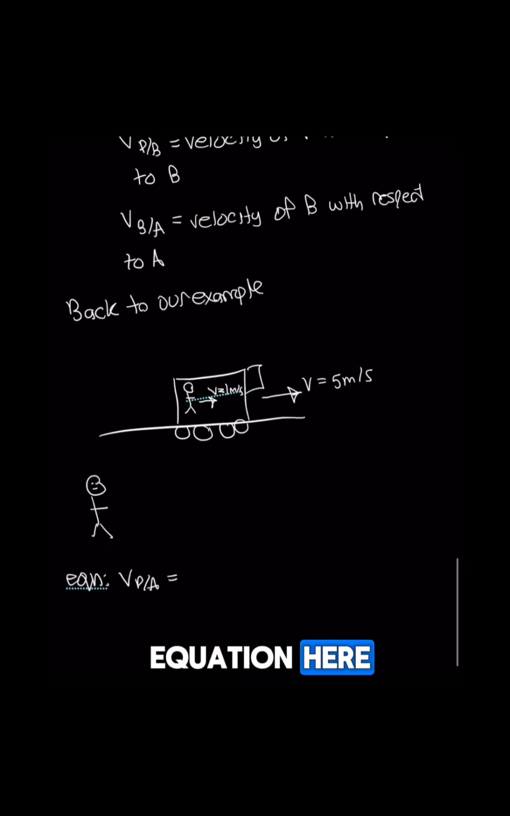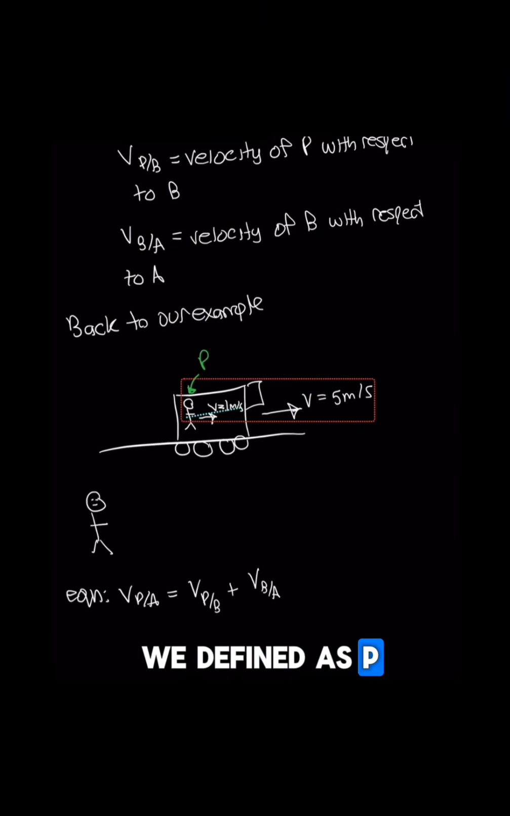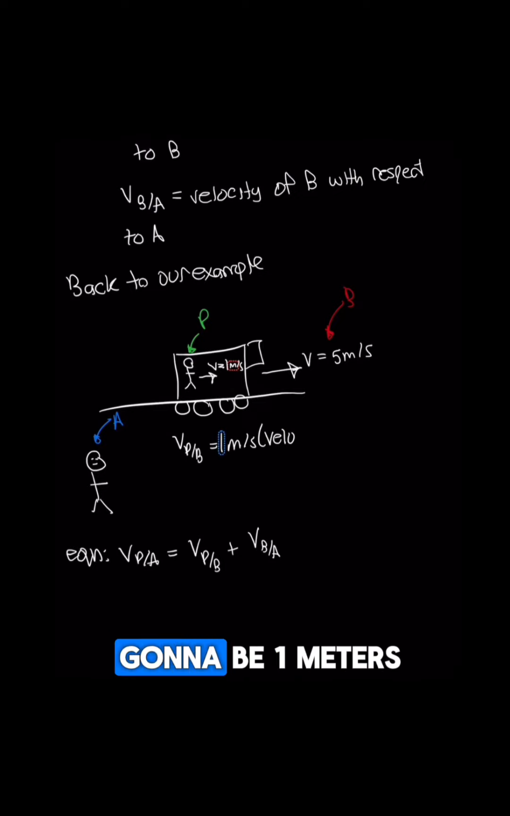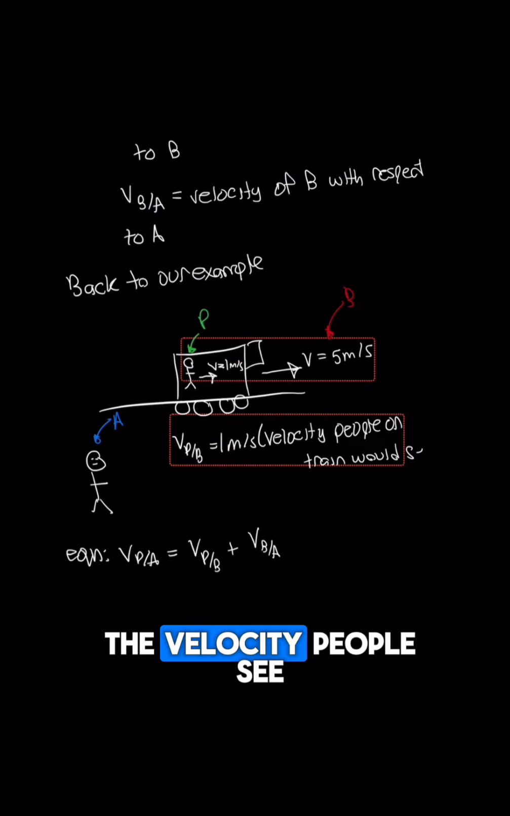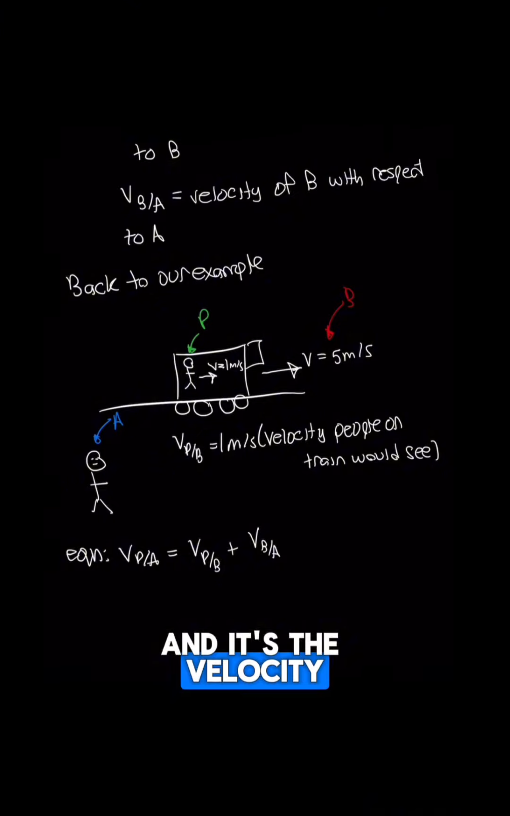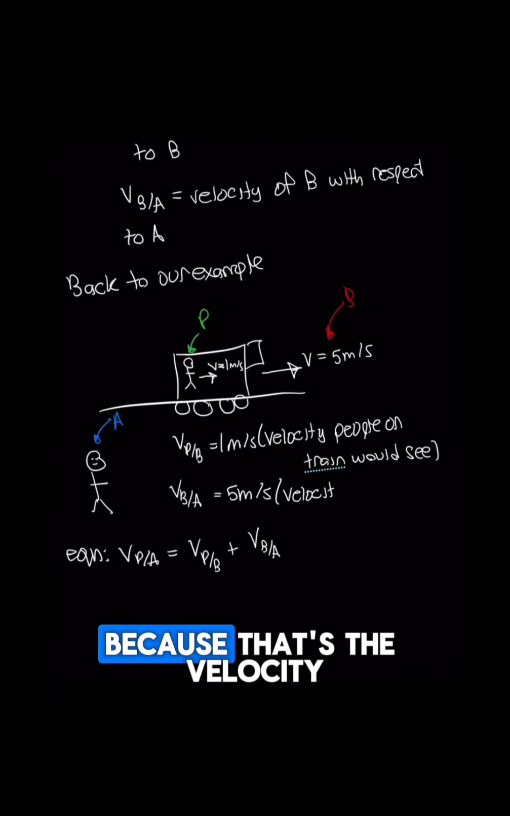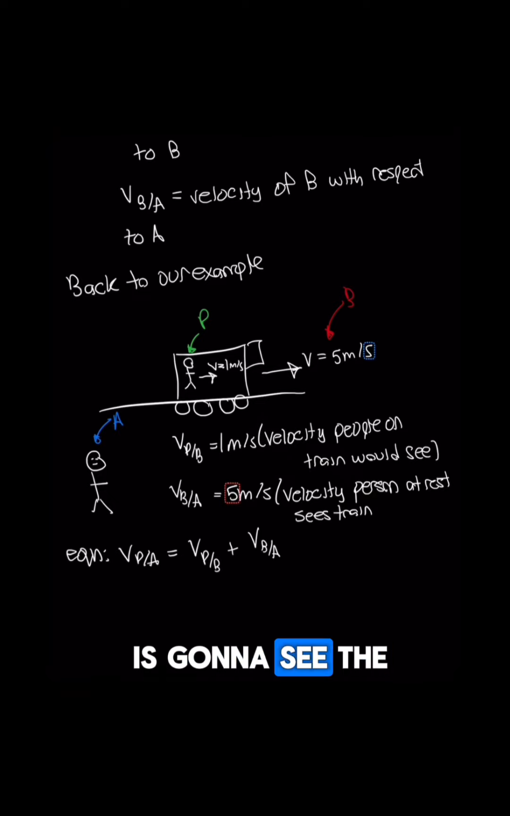If we use our equation here, if we remember what we defined as P, A, and B, we can look at which each value will be. Vp/B is going to be 1 meters per second, because this would be the velocity people see on the train. And it's the velocity of point P with respect to the train. Vb/A is going to be 5 meters per second, because that's the velocity the person on rest is going to see the train moving at.